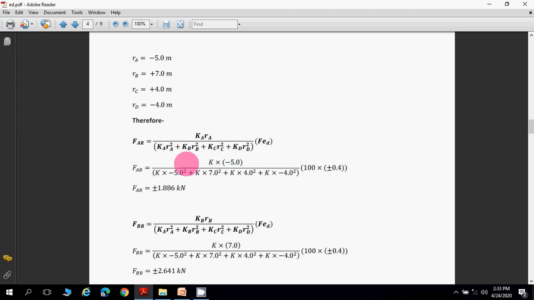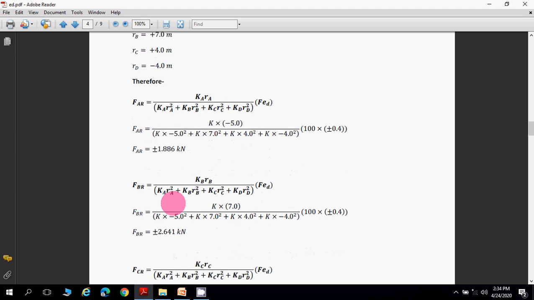All the stiffnesses are the same, so k_A equals k_B equals k_C equals k_D equals k. So I put in k times the value of r_A, which is minus 5.0 meter, and putting in all the values, with F equal to 100 kilonewton applied in the direction of X, and e_d equal to plus or minus 0.4, we get F_AR equal to plus or minus 1.886 kilonewton.